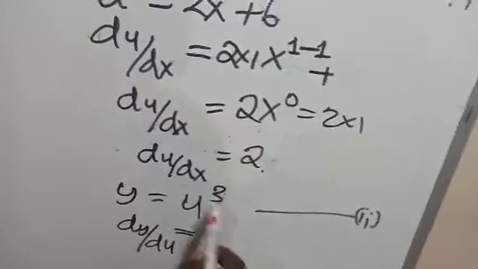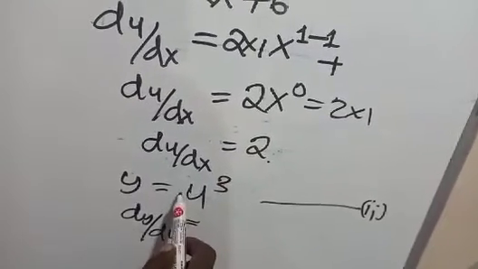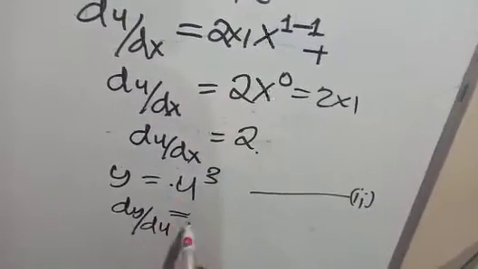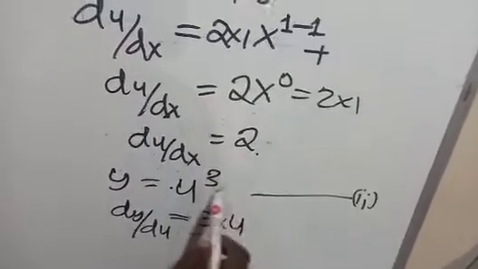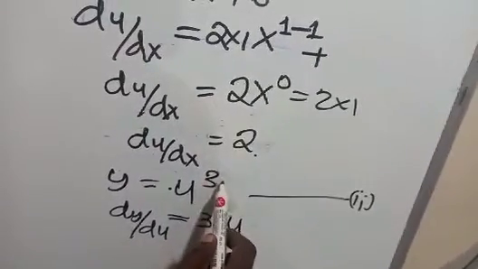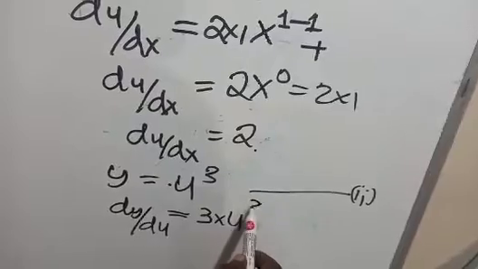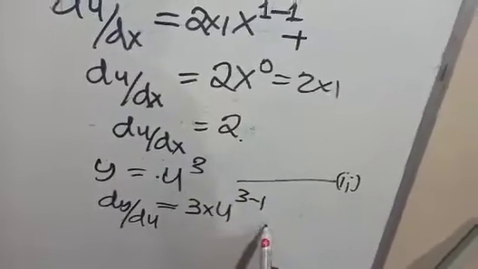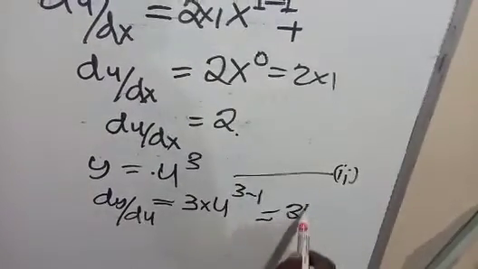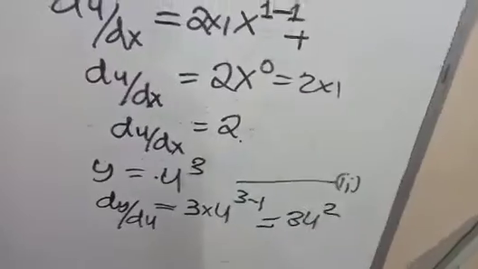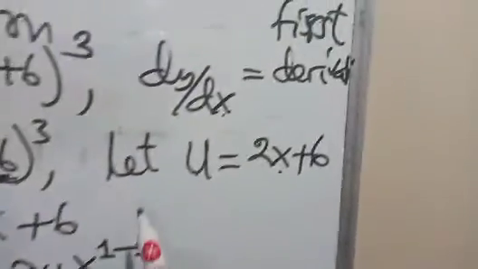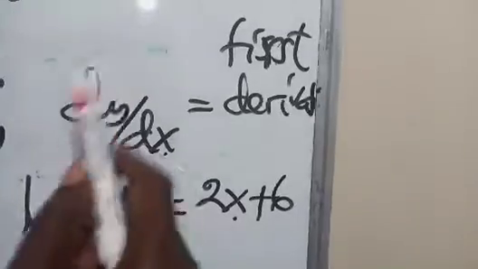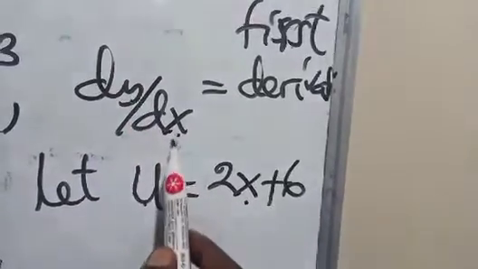This 3, which is the exponent, will be dropped up to this part. We'll get 3 times u. Then this exponent must be reduced by 1. So this is 3 minus 1. So we will get 3u exponent 2. Then we are told to find dy/dx. We are told to find the derivative of y with respect to x.